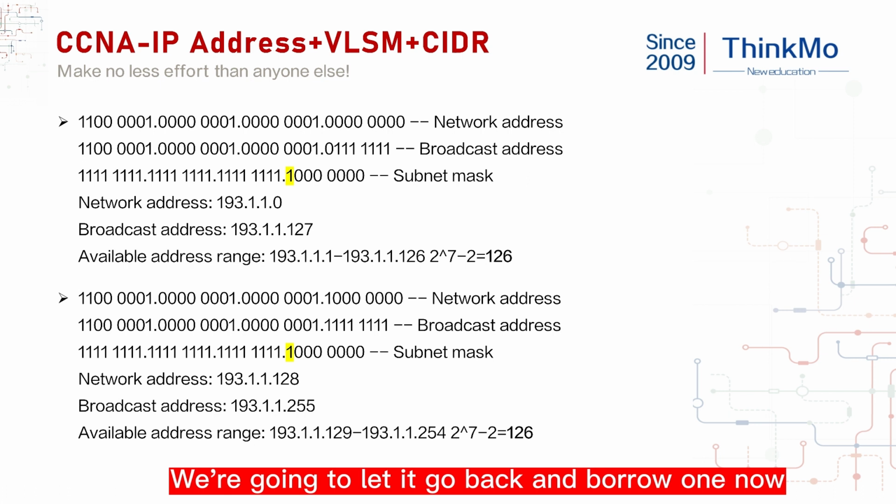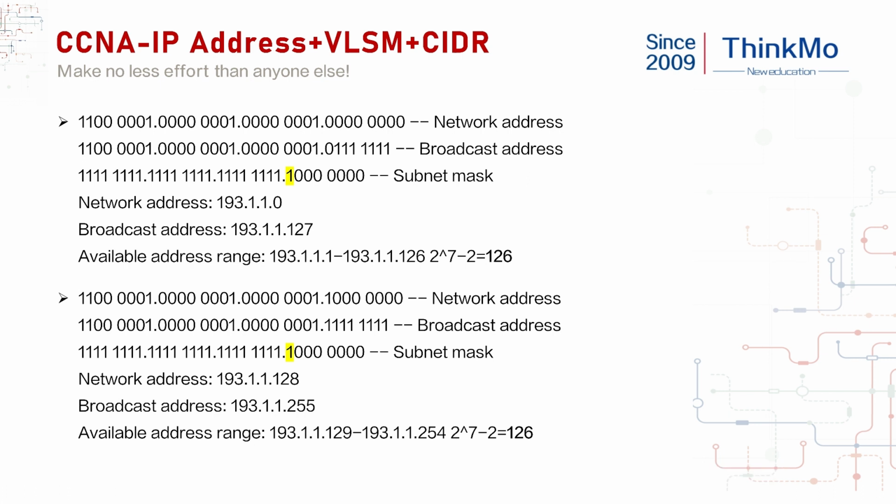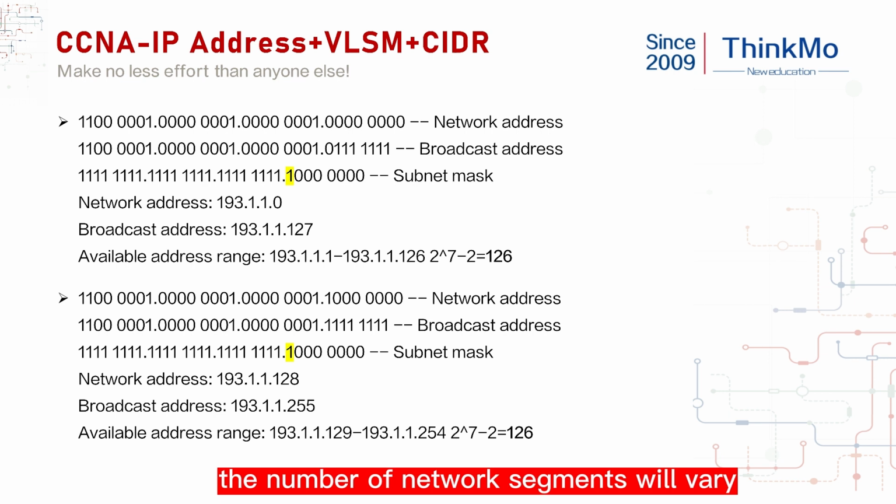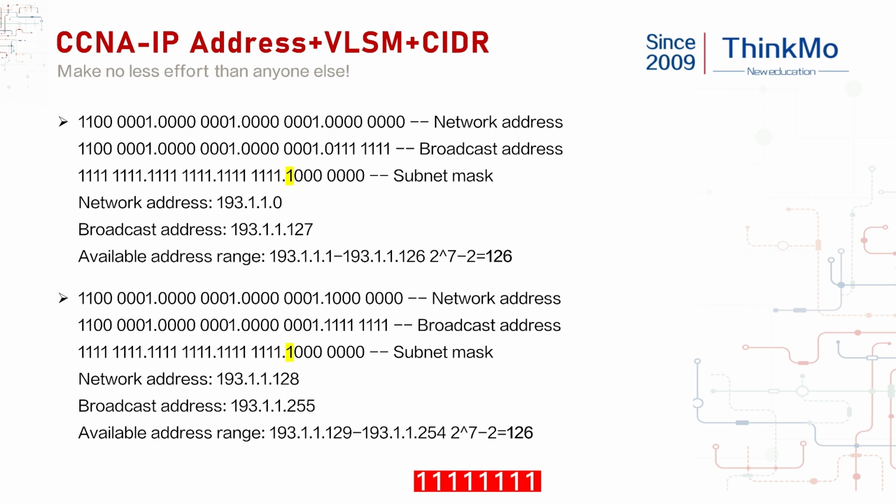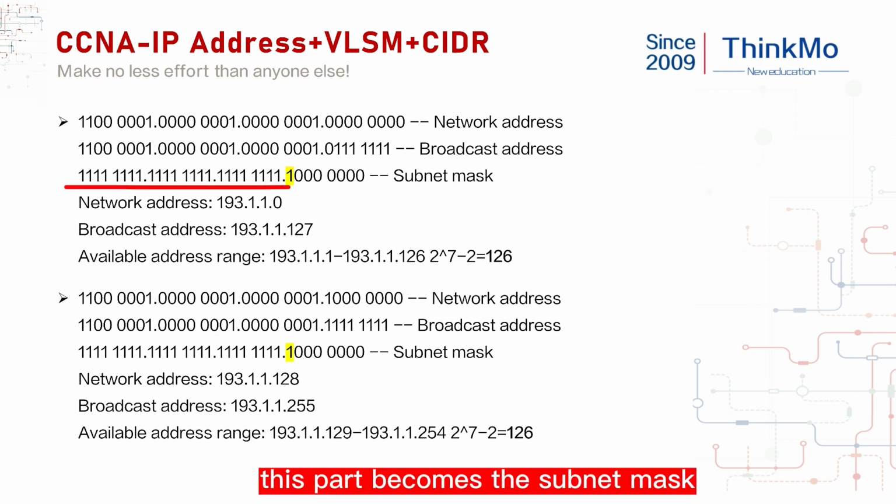We're going to let it go back and borrow 1 bit now. After borrowing 1, the number of network segments will vary. The mask is going to have a 1 here: 11111111, 11111111, 11111111, 10000000. So for now, you will find this part becomes the subnet mask.